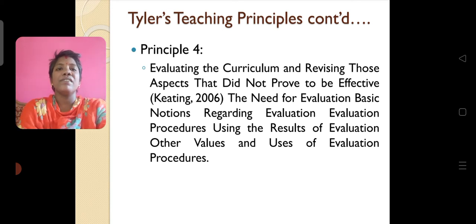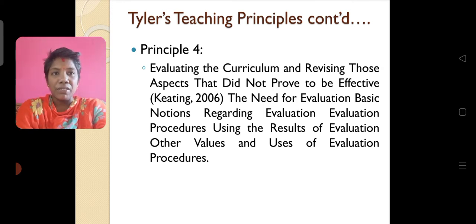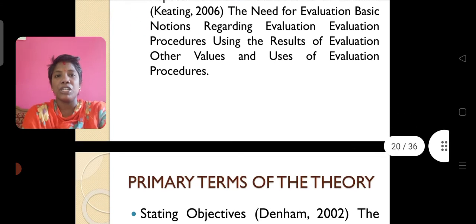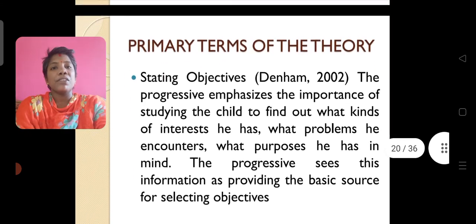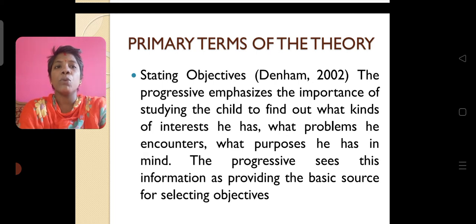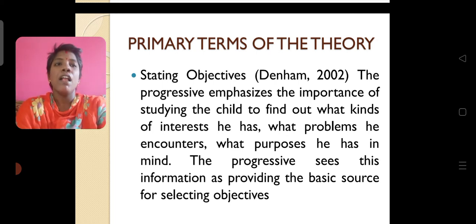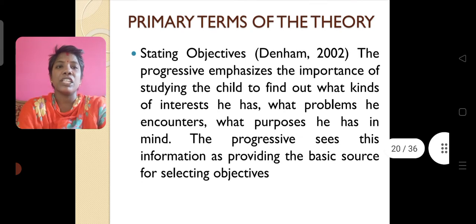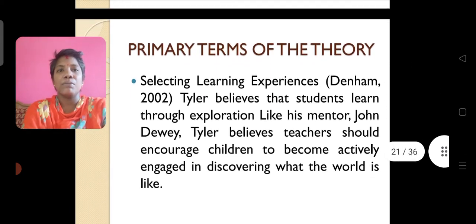The need for evaluation, basic notions regarding evaluation procedures, using results of evaluation, other values of uses of evaluation procedures. Okay, four principles in Taylor's model. Next one is the primary terms of the theory. Stating objectives: the progressive emphasizes studying the child to find out what kind of interest he has, what problems he encounters, what purpose he has in mind. The progressive sees this information as providing the basic source for selecting objectives.